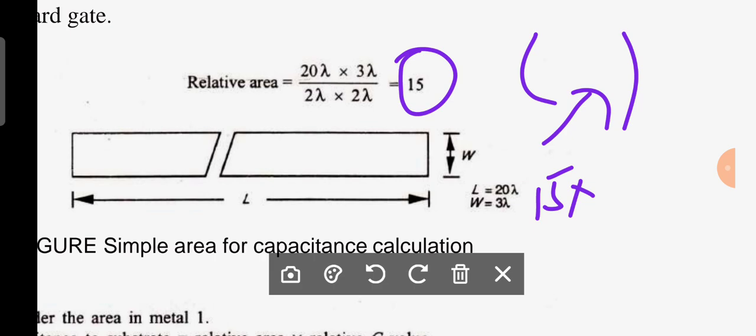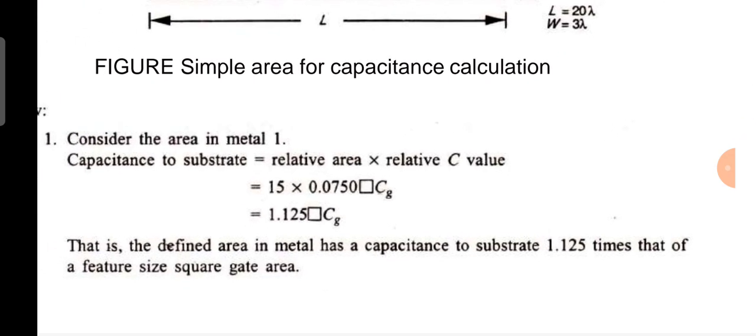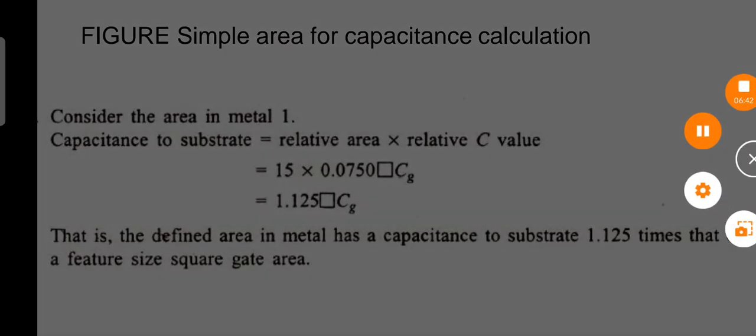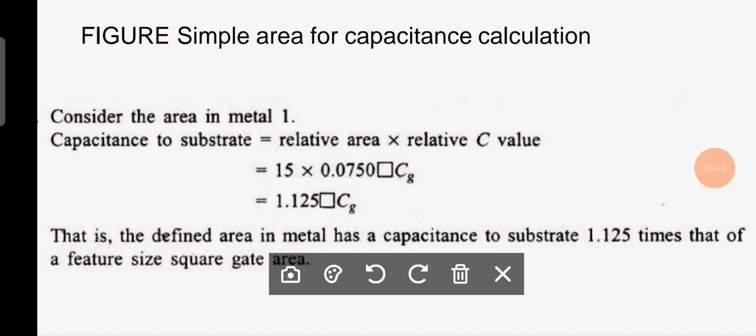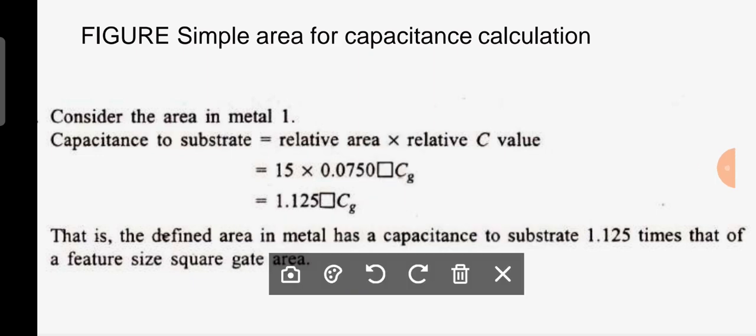Is it clear? According to the table, you can observe what are the relative C values. If it is a metal, what is the relative C value you are having according to the table? Absolutely. The relative C value is 0.075 standard gate capacitance. Then simply what should you have to do? You should multiply with 15. That is the relative area.